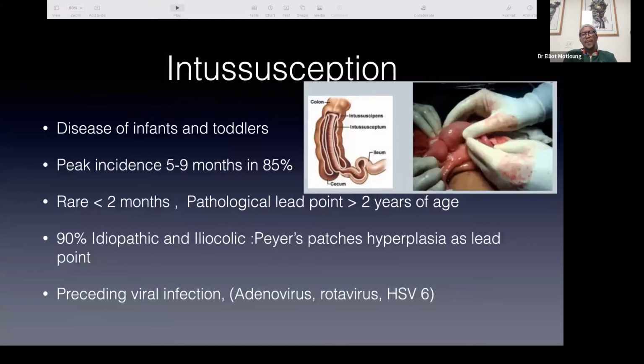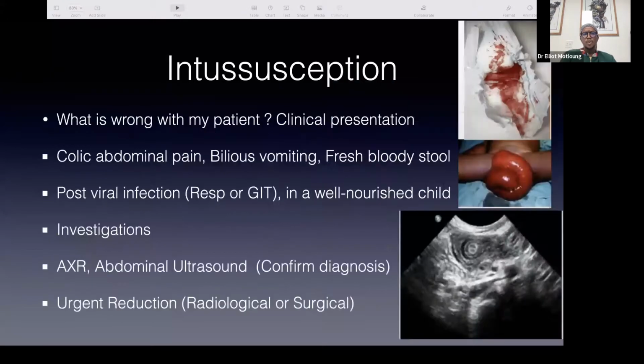And we have noticed through research that this is preceded by a child having a viral infection. So ask the question, has this child had an upper airway viral infection or gastro previously? Because that infection is what causes the hypertrophy of the lymphoid tissue. Some viruses have been implicated, like adenovirus, rotavirus, and HSV6.